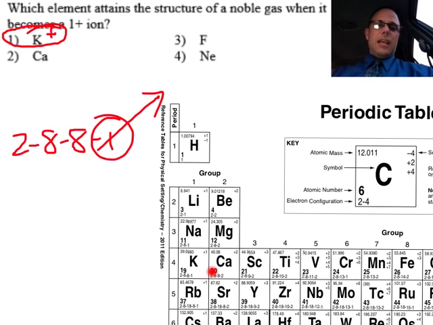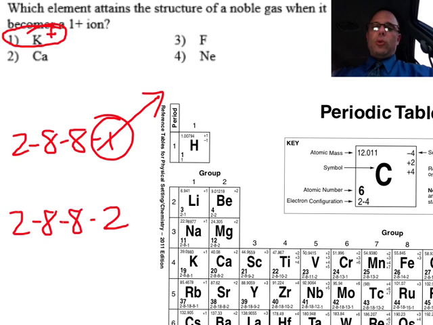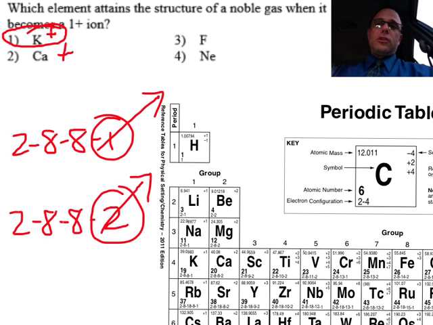Calcium, 2,8,8,2. For calcium to achieve an electron configuration that would then resemble a noble gas, it must lose the 2. And then it would end up with a +2. And again, the question says a +1.